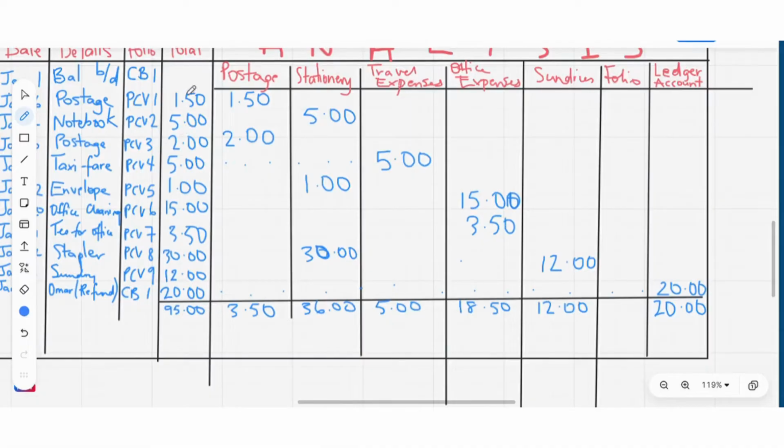So when you add a total column and then you add the total analysis column, it's supposed to end up back with the same $95. So you must get back the $95. Now after that, you draw your double lines under the analysis column because you finish with those figures.